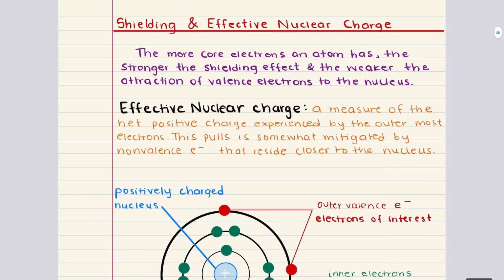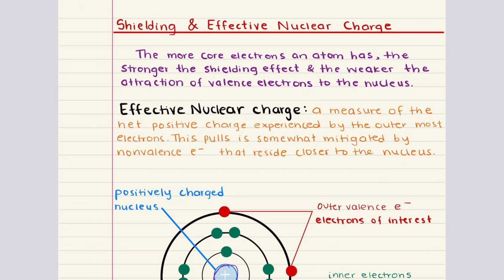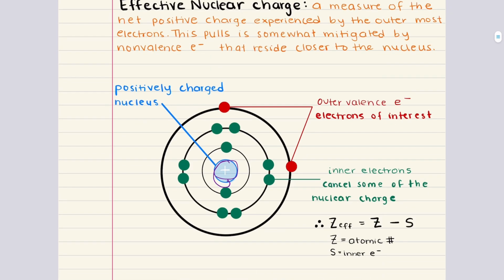We're going to start with understanding shielding and effective nuclear charge. These concepts actually influence atomic size and ionization energy, which we're going to cover today as well. Let's start with shielding. Shielding, sometimes called the shielding effect, refers to the ability of inner core electrons to reduce the attraction between the nucleus and the outermost valence electrons.